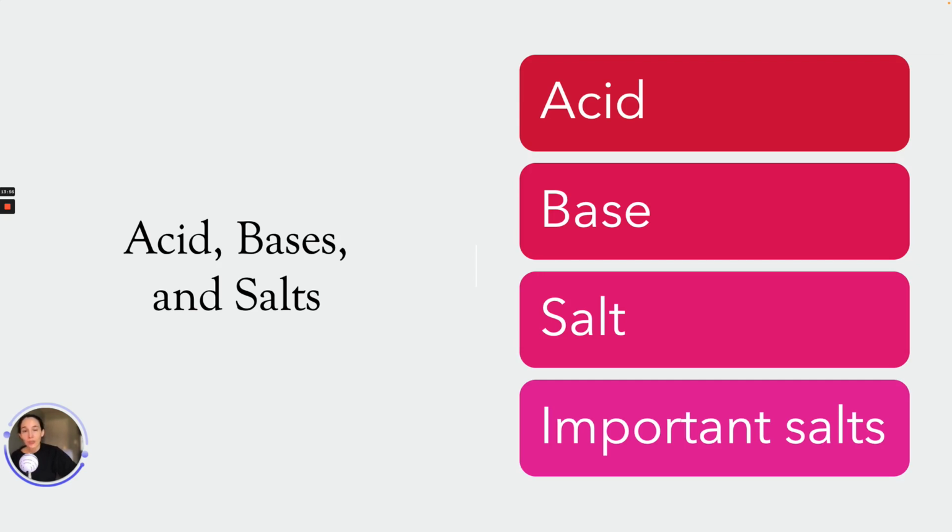So an acid is one type of compound that contains a hydrogen ion, and a base or alkali is a compound that contains a hydroxyl ion. And a salt is a combination of a base and an acid that is created when the positive ions of a base replace the positive ions of an acid. And important salts in the body are sodium chloride, potassium chloride, calcium carbonate, calcium phosphate, and sodium phosphate.